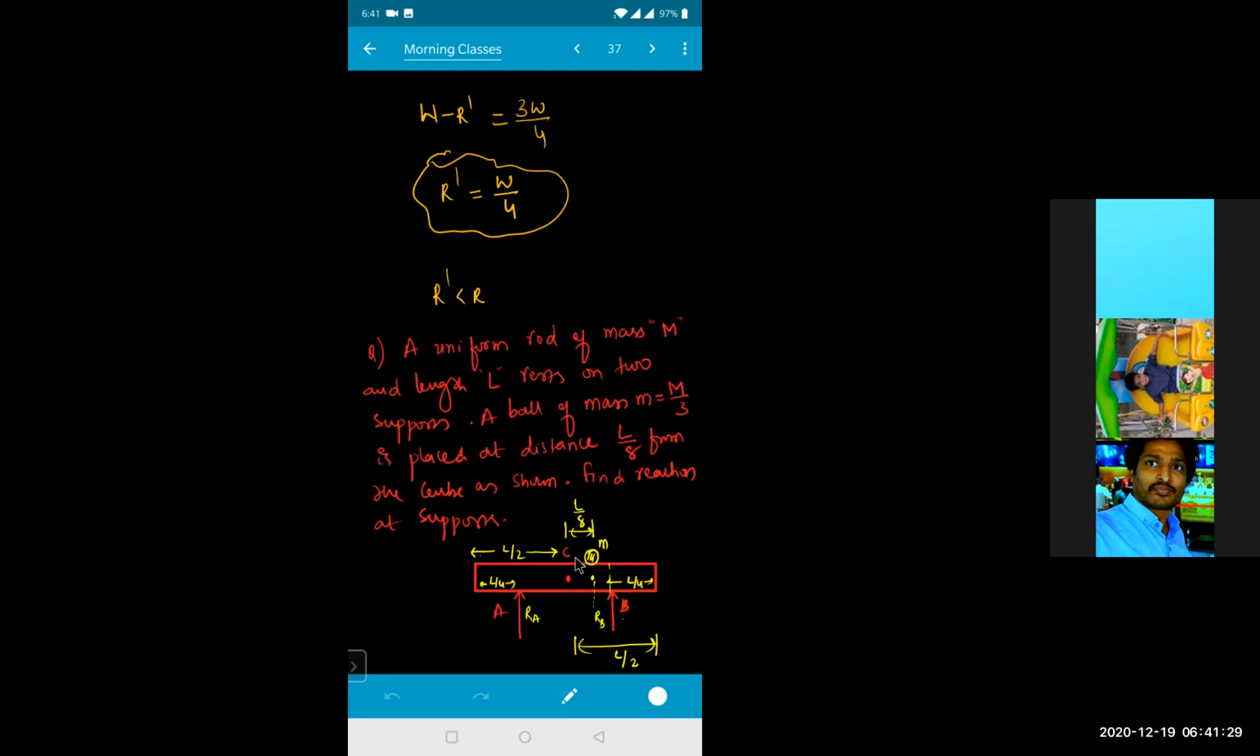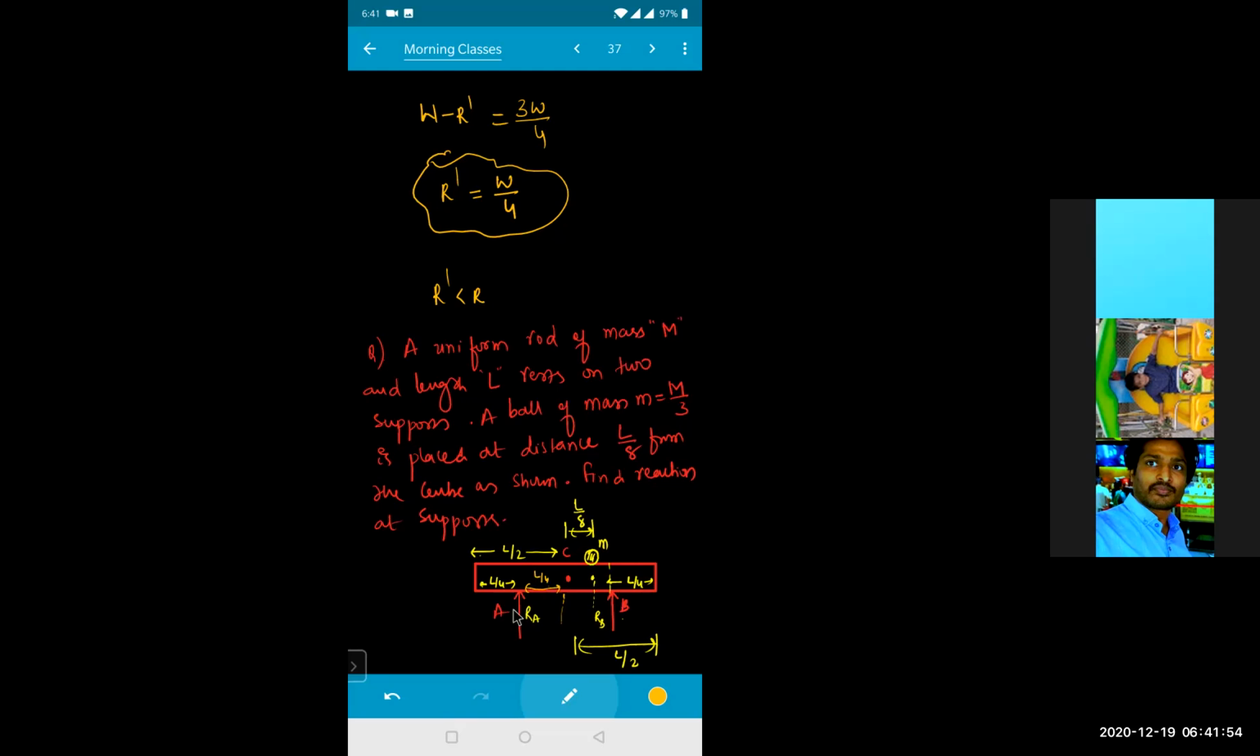Now if I write all the forces, if you see the diagram very carefully, what is the distance of this one? This one is L by 8 and this one is L by 4. So obviously this distance is also L by 4. This one is also L by 4.